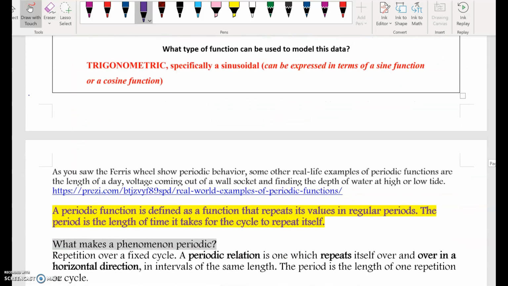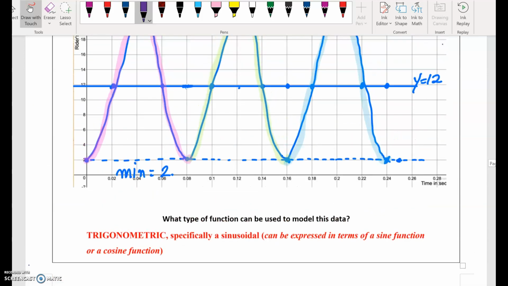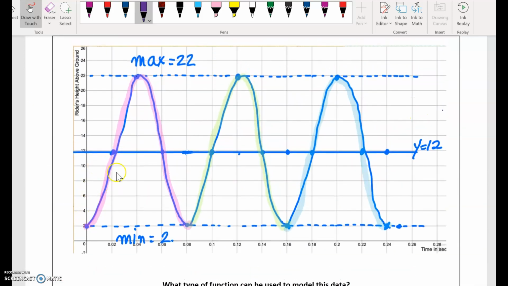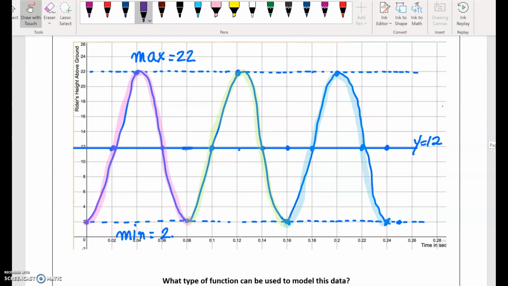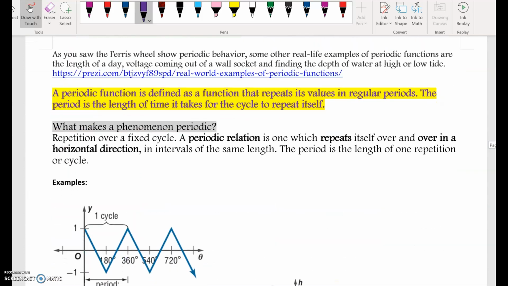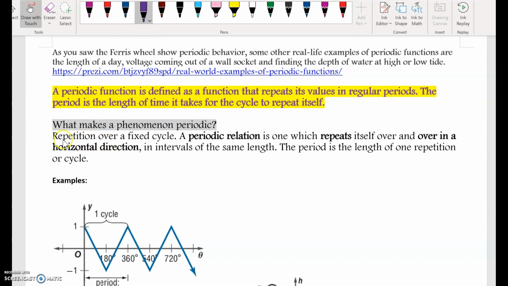Now, period is actually the length of time. So what was one period of this Ferris wheel? It was about 8 seconds. 8 seconds was one period. That's how we identify period, basically the length of one cycle. Now, repetition over a fixed cycle. A periodic relation is one which repeats itself in a horizontal direction. So the pieces, or the one cycle from the graph, have to show the same behavior horizontally, not vertically.